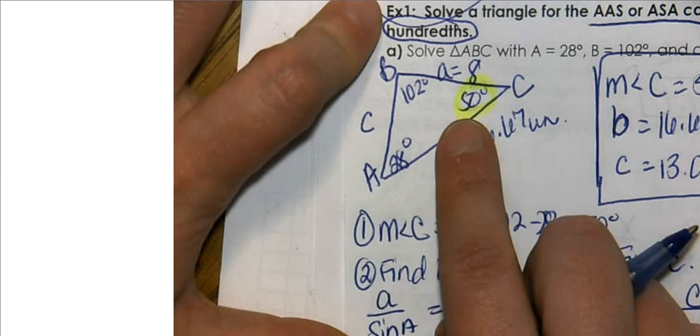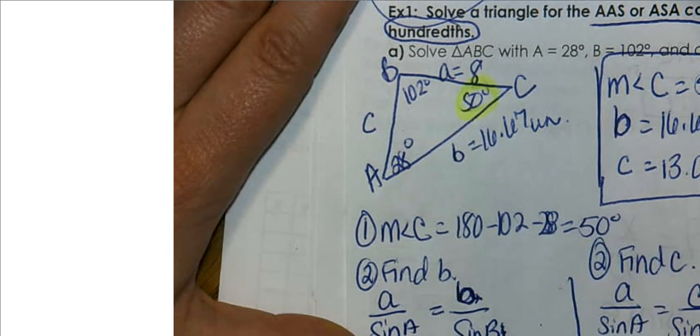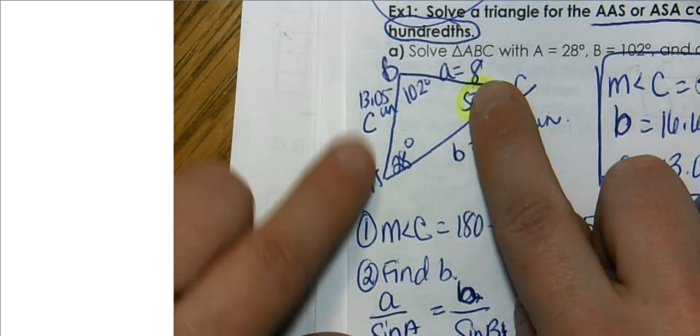Since 50 degrees is our next smallest angle, we end up with 13.05. So look at what we ended up getting. 8 is the smallest side across from the smallest angle.